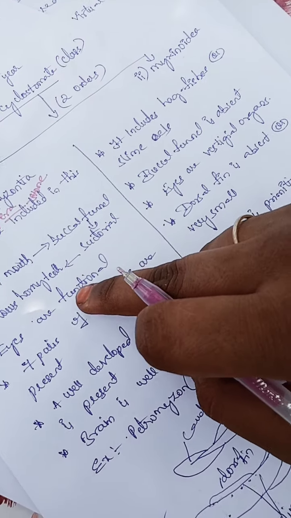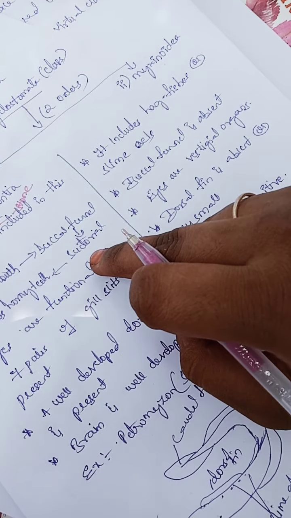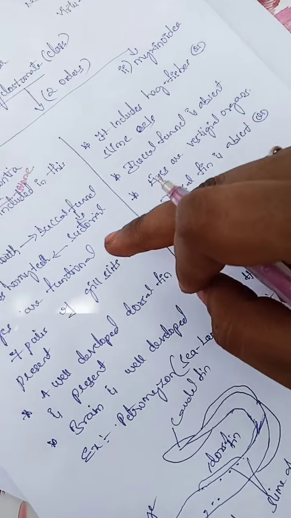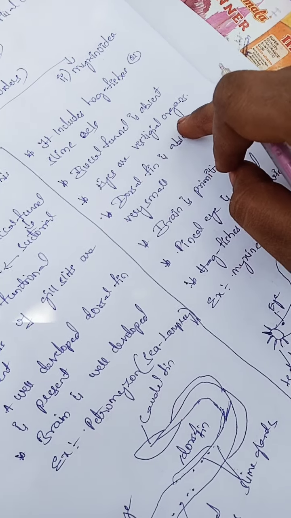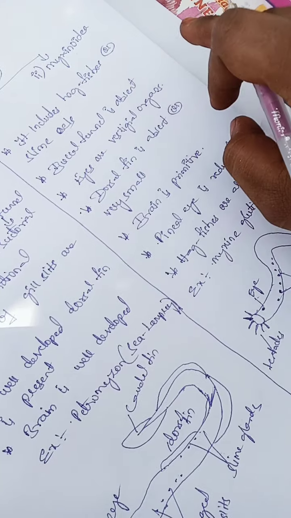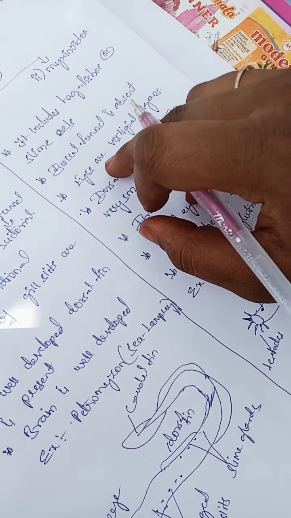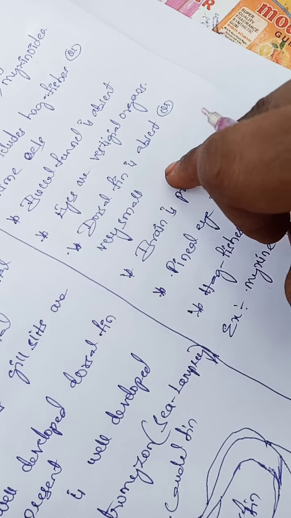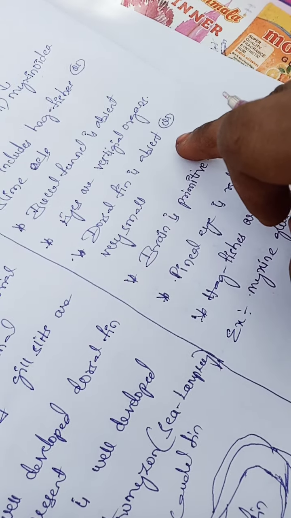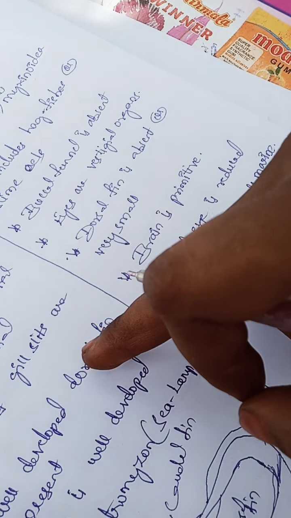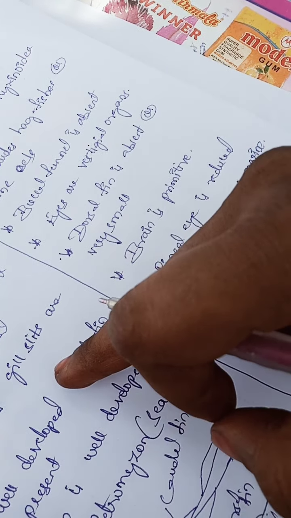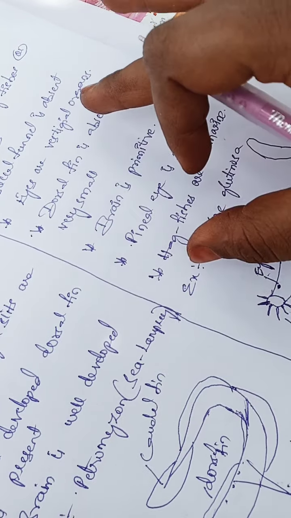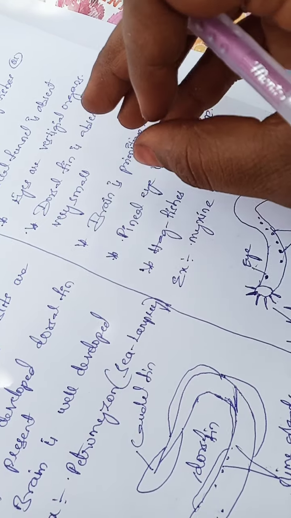Here the Petromyzons have a buccal funnel which is suctorial type, but here there is no buccal funnel. In Petromyzons the eyes are functional, and here the eyes are vestigial organs, but they have a pineal eye, which is somewhat reduced. Next, the dorsal fin is absent or very small. In Petromyzon the first and second dorsal fins are present, but here there is no dorsal fin, or if there is, it is very small.